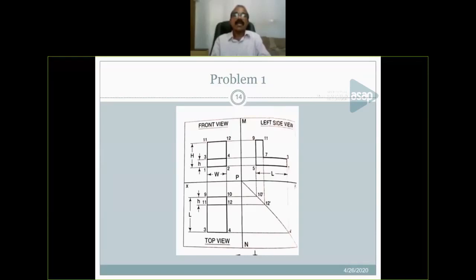Similarly, you consider the point 3 in the plan. Say that is the bottommost point. From the point 3, draw a horizontal line which will meet the 45-degree inclined line at a particular point. There you have to draw a vertical line and consider the elevation point. Say here, this is your point 3.